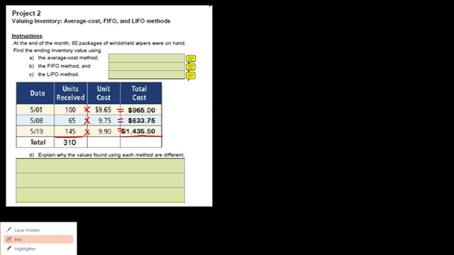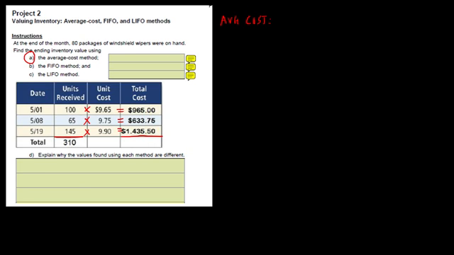So let's dig in here. Let's start by doing the average cost method. For the average cost method, it's not so different from finding any other average with any other set of data. The first thing we'll do is add the total costs, which you're only one step away from, thanks to them already finding the total cost for each date. So you just need to find the number that goes in this box. So the total of $965, $633.75, and $1,435.50 goes right there.